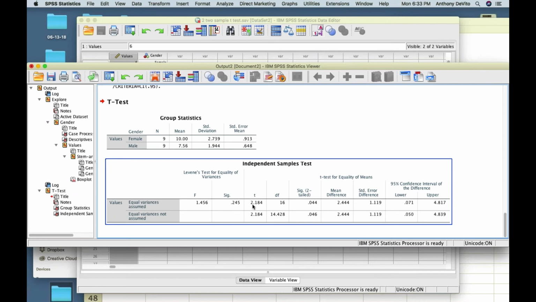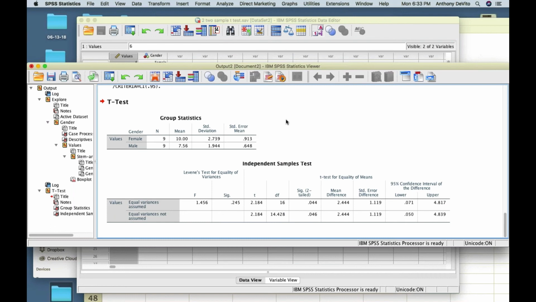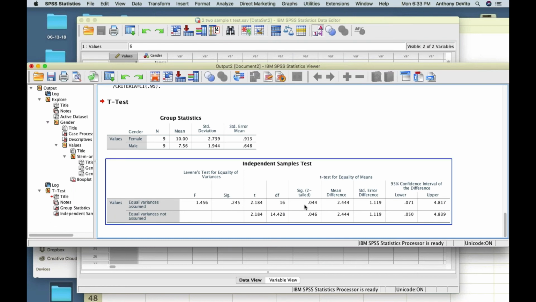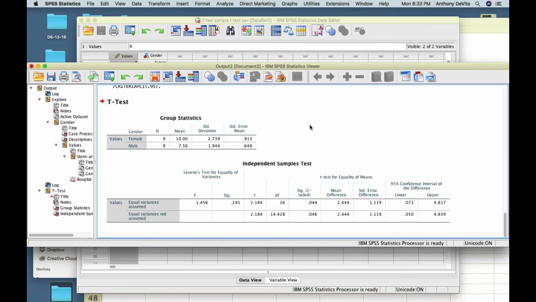And the t-score is 2.184, and the degrees of freedom is 16. And the probability we would be wrong if we reject the null hypothesis, mu, the mean for males is equal to the mean for females, is 0.044, 4.4%. In other words, less than 5%, less than 0.05. So we reject the null hypothesis and we accept the alternative hypothesis.